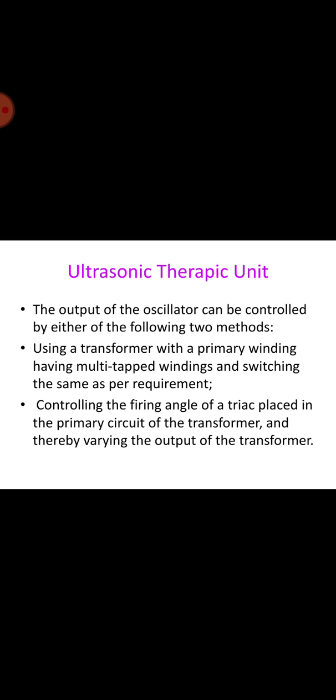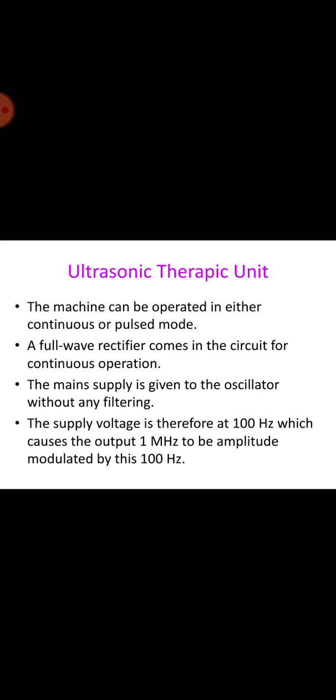The output of the oscillator can be controlled by either of the following two methods. One is by using a transformer with a primary winding having multi-tapped windings and switching the same as per requirement. The second method is controlling the firing angle of a triac placed in the primary circuit of the transformer, thereby varying the output of the transformer. The power output in the case of triac controlled machines can be continuously varied from 0 to 3 watts per centimeter square. The machine can be operated in either continuous or pulsed mode.